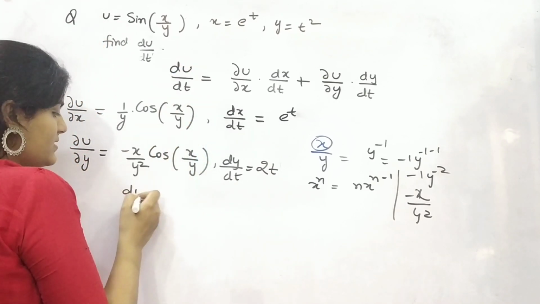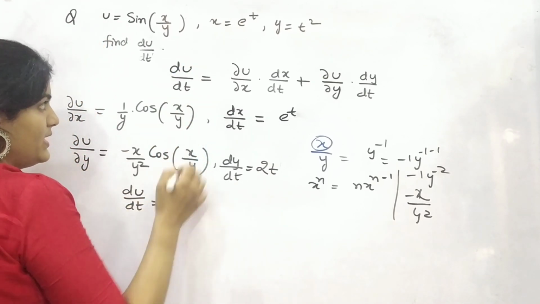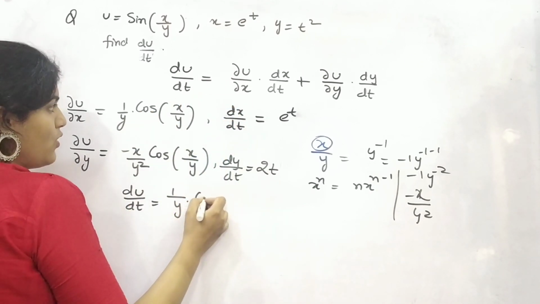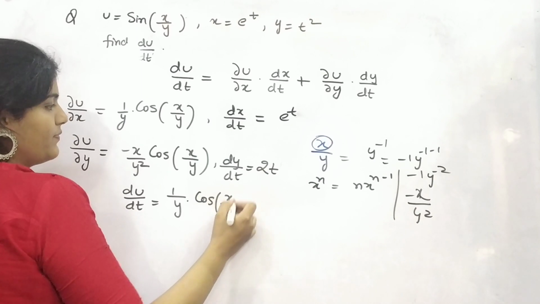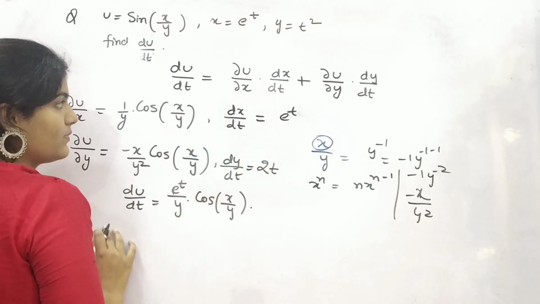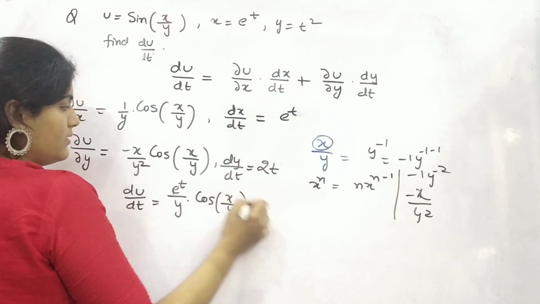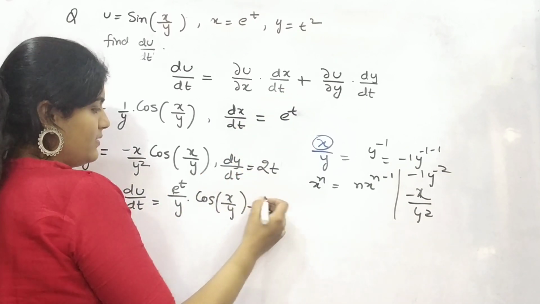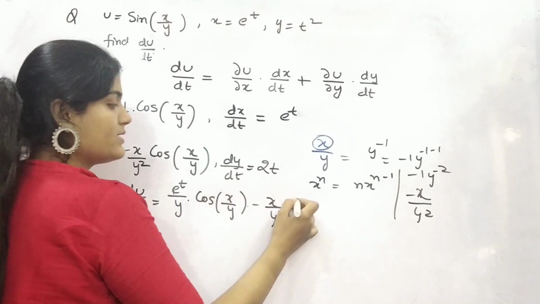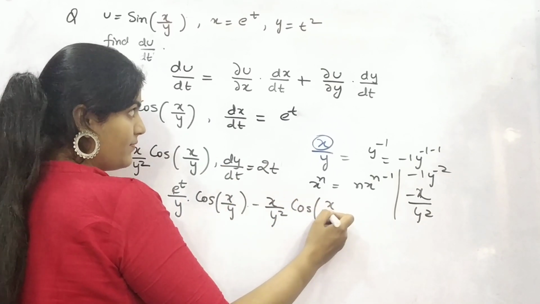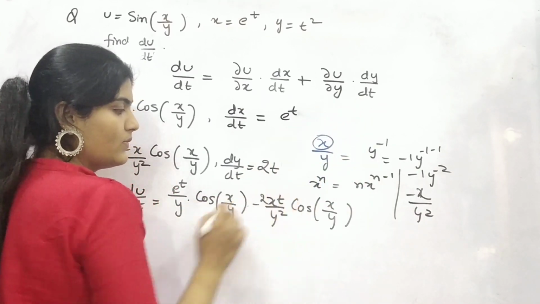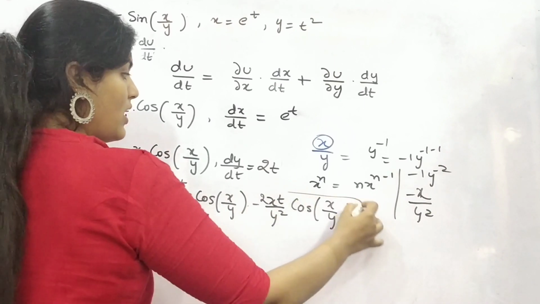So the total differentiation of u with respect to t would be this: 1 by y cos x by y, then dx by dt is e raised to power t, plus du by dy is minus x by y square cos x by y into dy by dt, which is 2t. Okay, this is your answer.